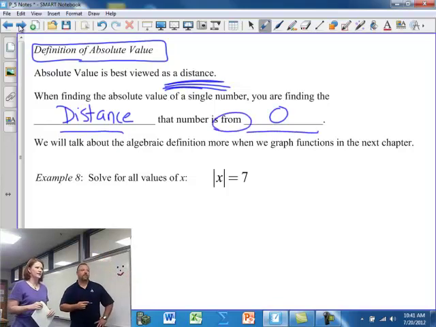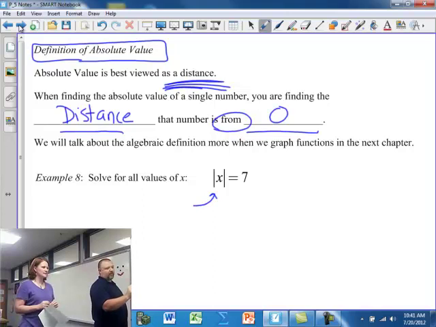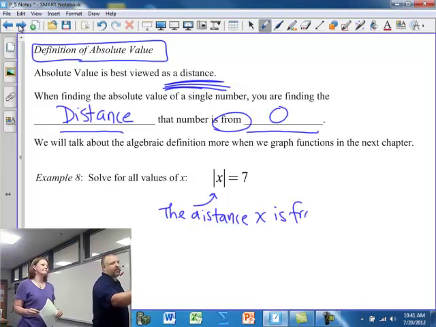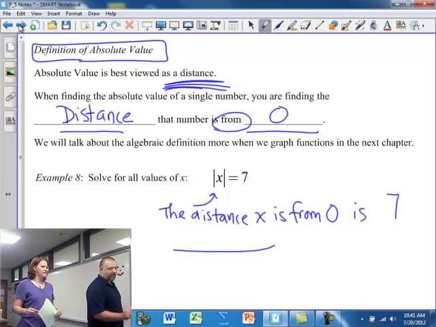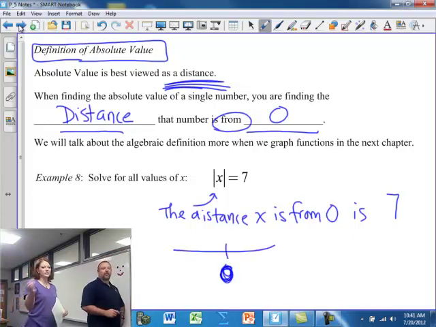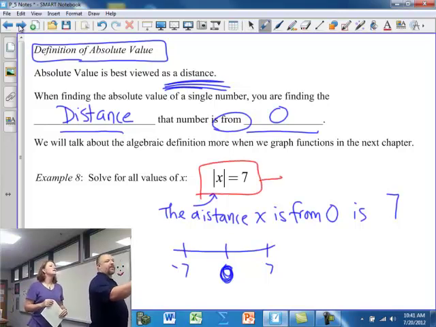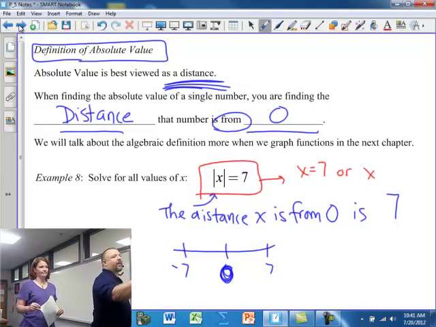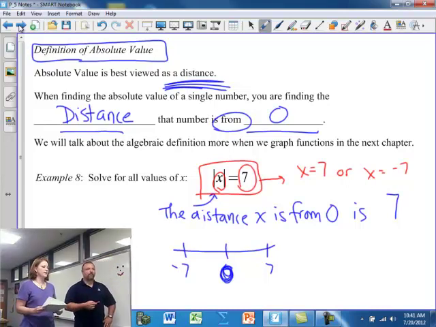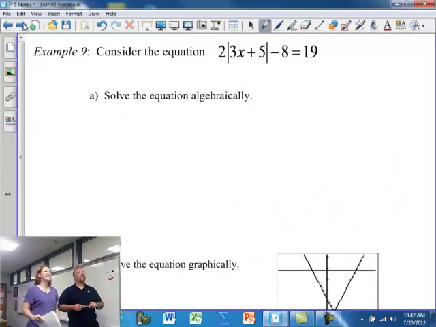Okay, so if we have the absolute value of x equals 7, then I need the distance from 0. X is the distance from 0, and the equal sign says it is 7. So if we have a number line, how many numbers are 7 spaces from 0? Well, I could go 7 to the right and we get to 7, and I could go 7 to the left and we get -7. So the absolute value of x equals 7, when we solve it, means that x equals 7 or x equals -7. What it means for what we're about to do is that we took the inside and said what was inside of there was either 7 or its opposite, -7.